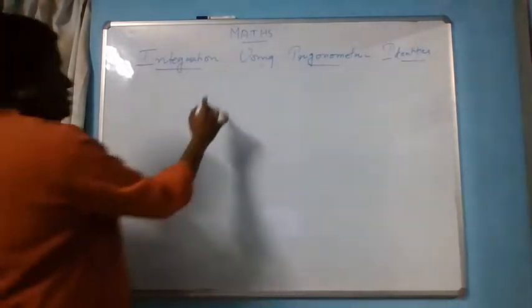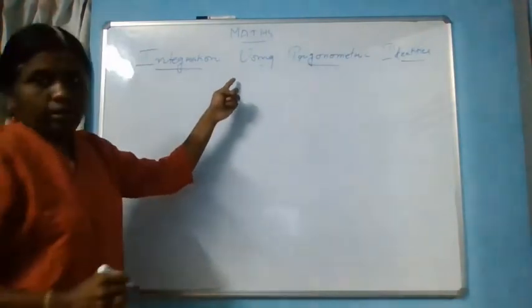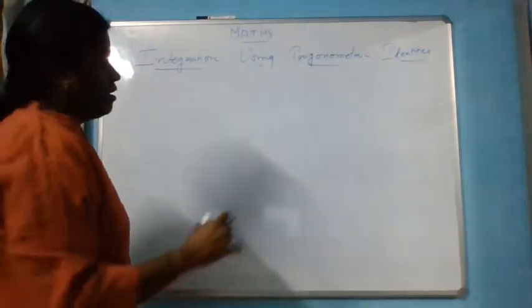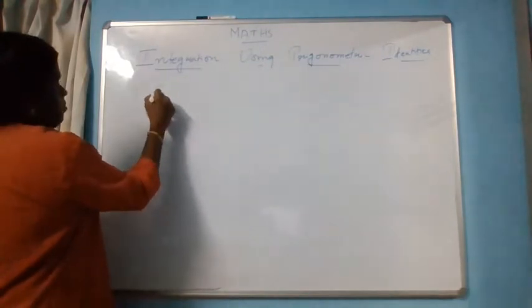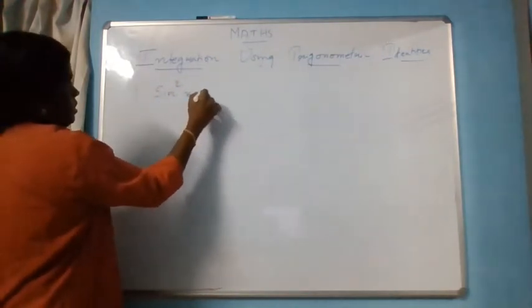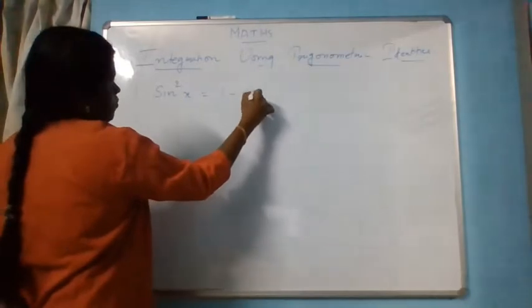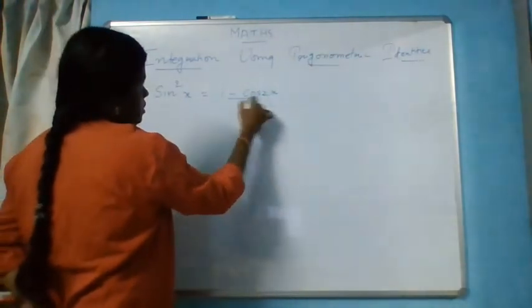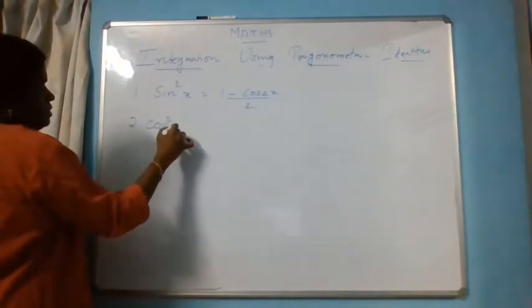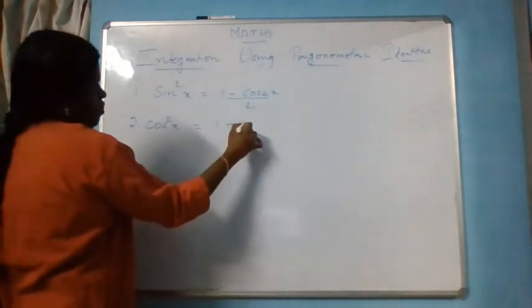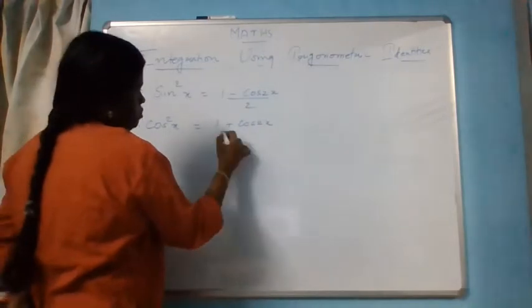So the next concept is integration using trigonometric identities. So what do you mean by trigonometric identities? You should recall all the formulas, which means in trigonometry we know sin squared x can be written as (1 minus cos 2x) by 2. Okay. And cos squared x can be written as (1 plus cos 2x) by 2.